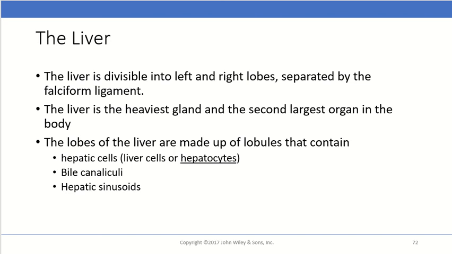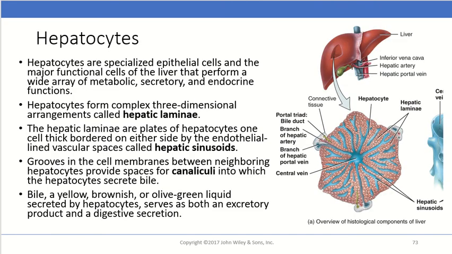The lobes of the liver are going to be made up of lobules, and these are going to contain hepatic cells, also called liver cells or hepatocytes. They are going to also contain bile canaliculi and hepatic sinusoids. So let's start off by looking at those hepatocytes. These are specialized epithelial cells, and they're going to be the main functional cells in the liver. So they're going to perform a wide array of metabolic, secretory, and endocrine functions.